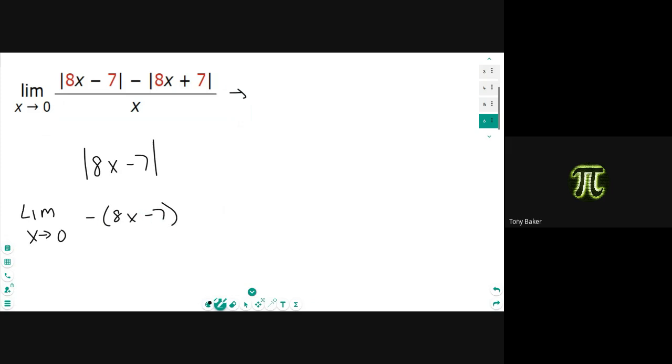Because as I'm getting closer and closer to 0 from either side, that value is going to be negative. Okay, because the 8 is going to be less than the 7 in that respect. Okay. What about the other one?